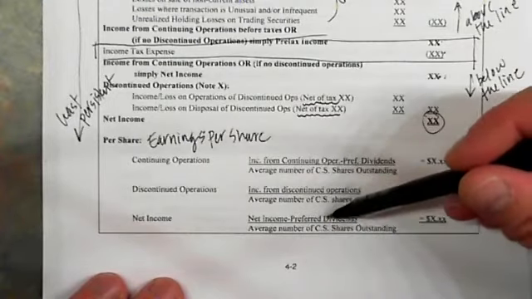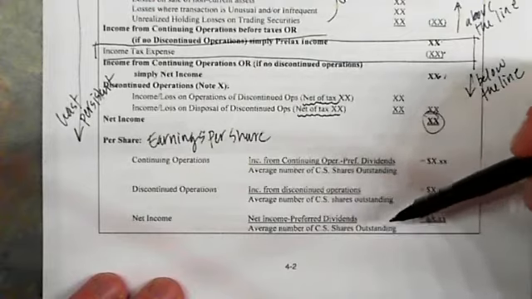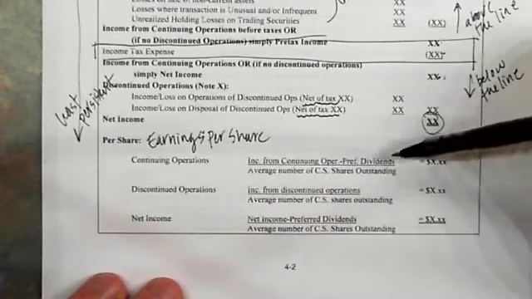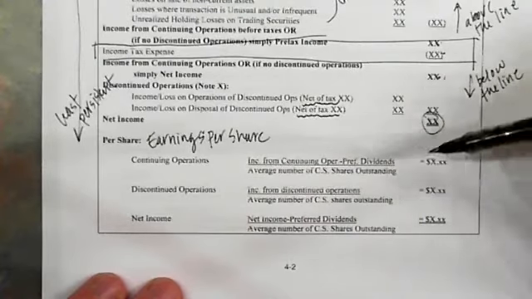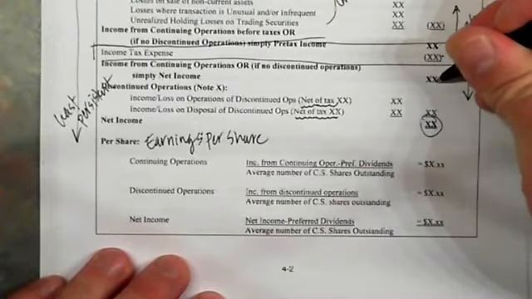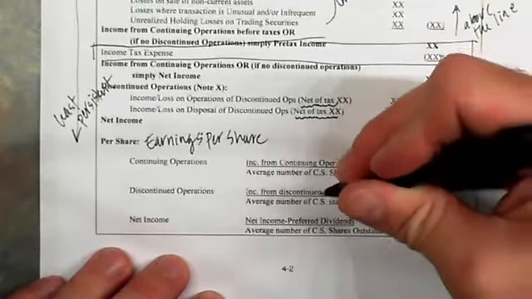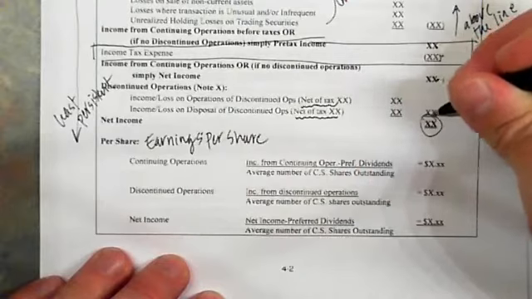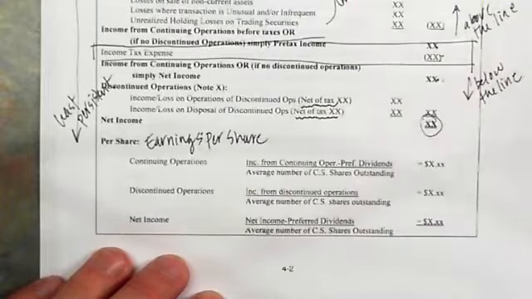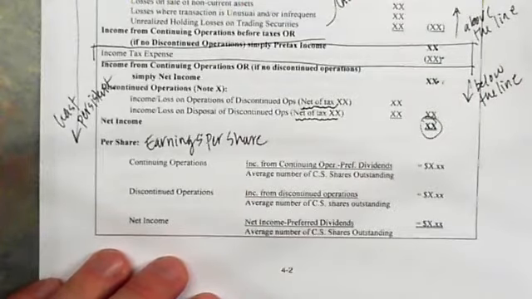Net income less preferred dividends divided by the average number of common shares outstanding. If you do have discontinued operations, you're going to have to show the results of continuing operations. That would be this XX right here. Then you would have to show the effect of the discontinued operations, this one right here, and then you would have to show net income after adding that. And we'll talk about that more as we look at discontinued operations, exactly which numbers you're pulling.